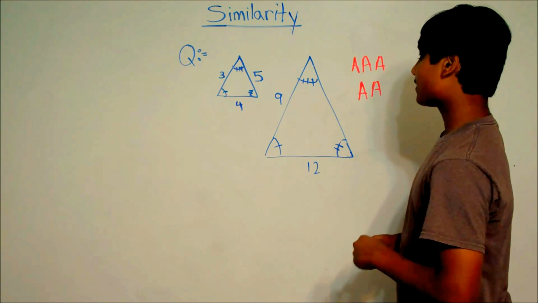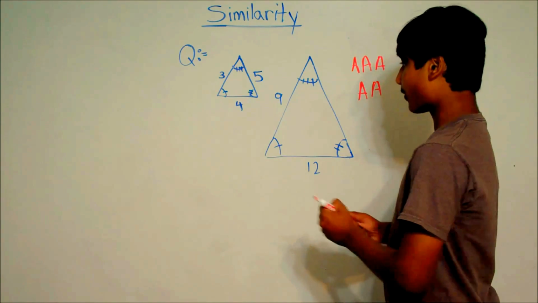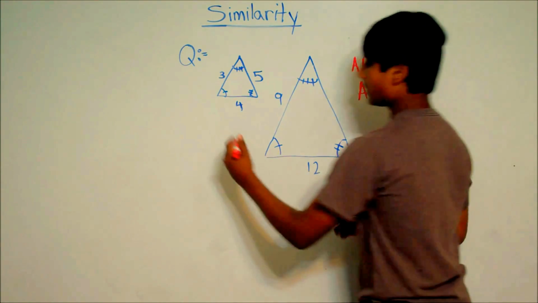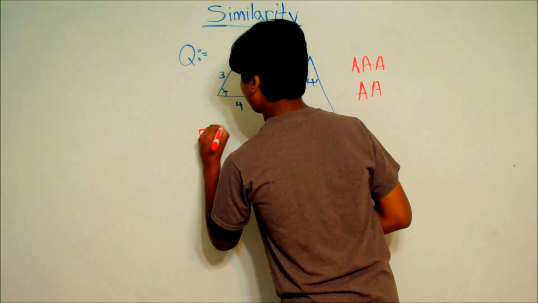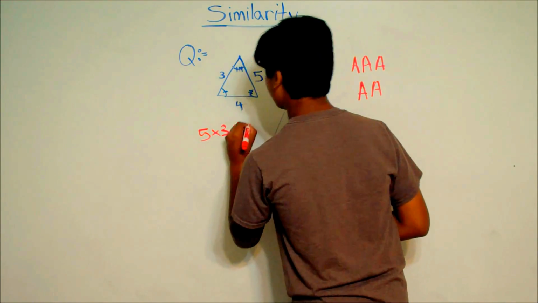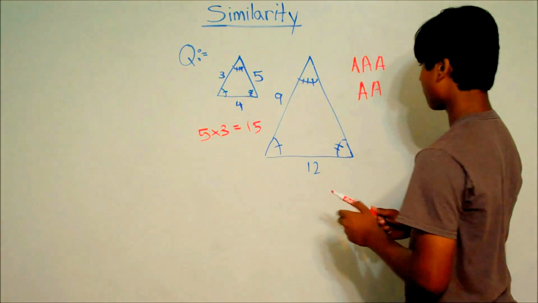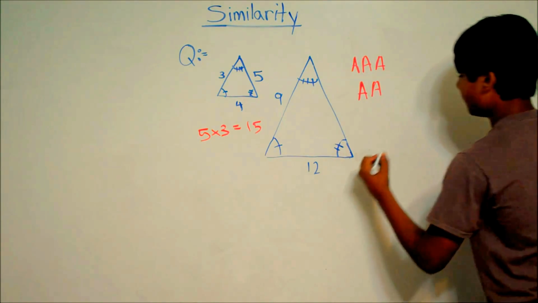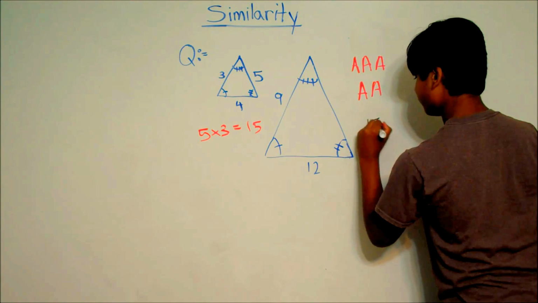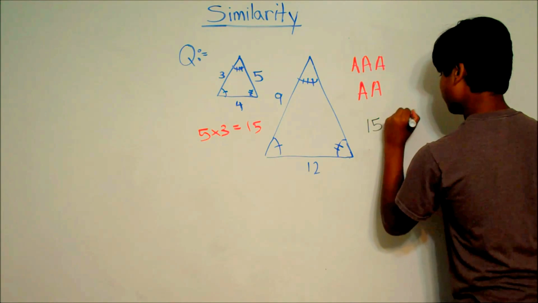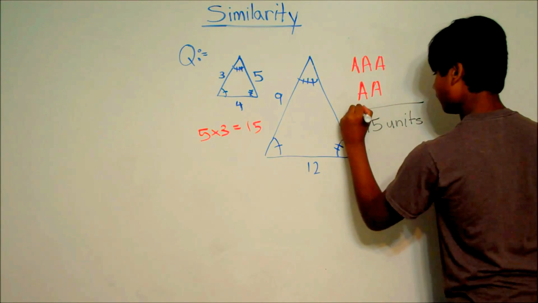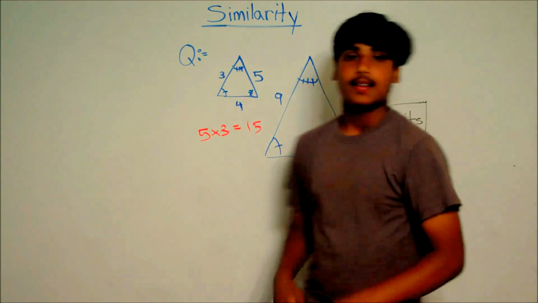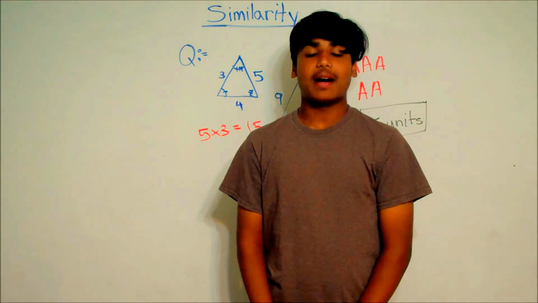We also know that there's a scale factor of 3 because 3 times 3 is 9 and 4 times 3 is 12. So we have to multiply 5 by 3, which is equal to 15. So, we got our answer, 15 units. Today we learned about similarity.